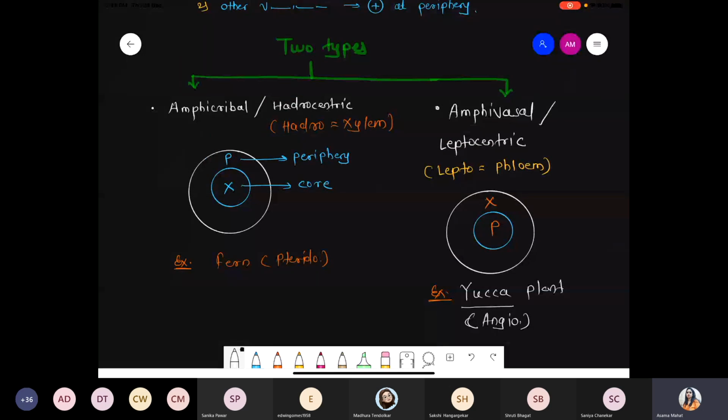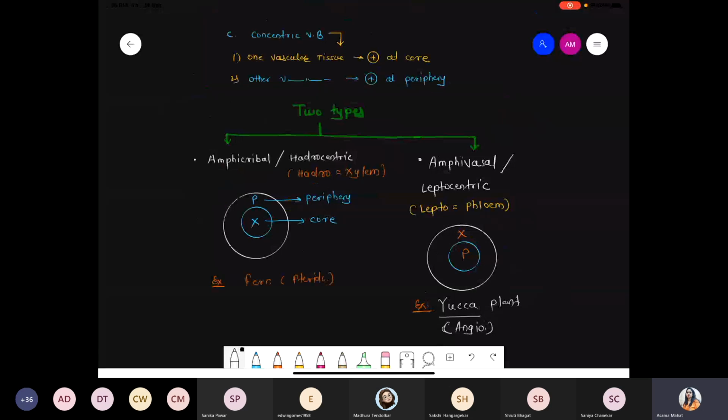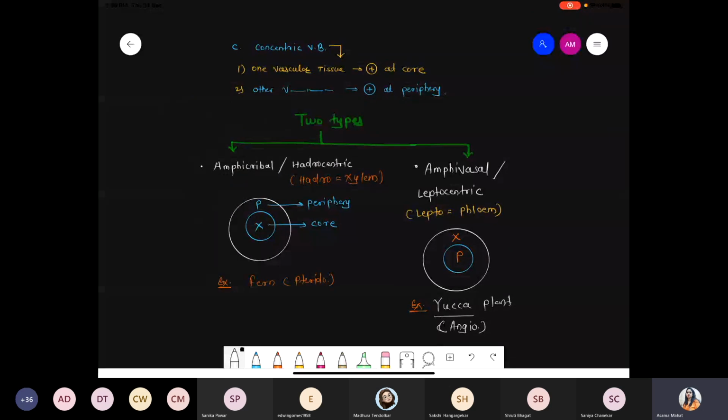But I already told you, maximum questions come from the radial, and the second one, that is conjoint. From the concentric अभी तक तो question नहीं बना हुआ है, but yes, for your school exam it will be helpful to you. Okay. So these are the last points with respect to concentric. That is, one vascular tissue is present at the core, and the other towards the periphery, the surrounding area. So who is at the center, xylem or phloem? On the basis of that, we are talking about the two types, amphicribal and amphivasal. Remember any one out of these. Ultimately, you can remember the second also.